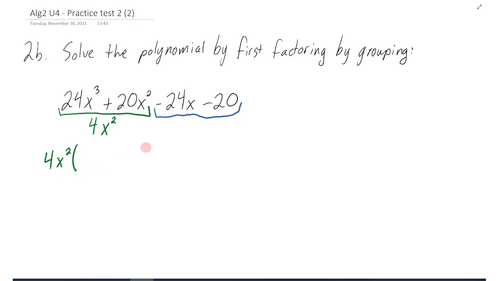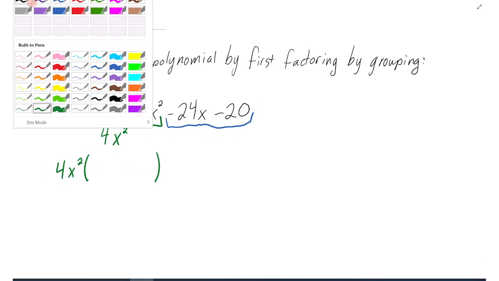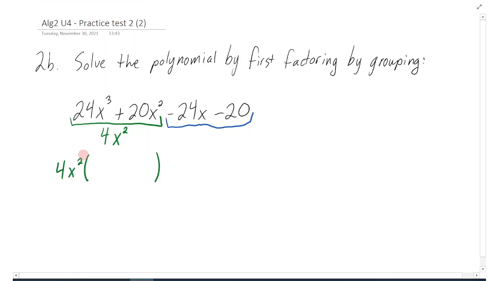4x squared times something. Well, we have to get from 4x squared to 24x to the third. Well, to get from 4 to 24, we multiply by 6. And to get from x squared to x to the third, we already said we multiply by x. Now to get from 4 to 20, we multiply by 5, and it's a positive 5. And x squared to x squared, don't need to multiply by anything, it's just 1. So now we see here we have 6x plus 5.